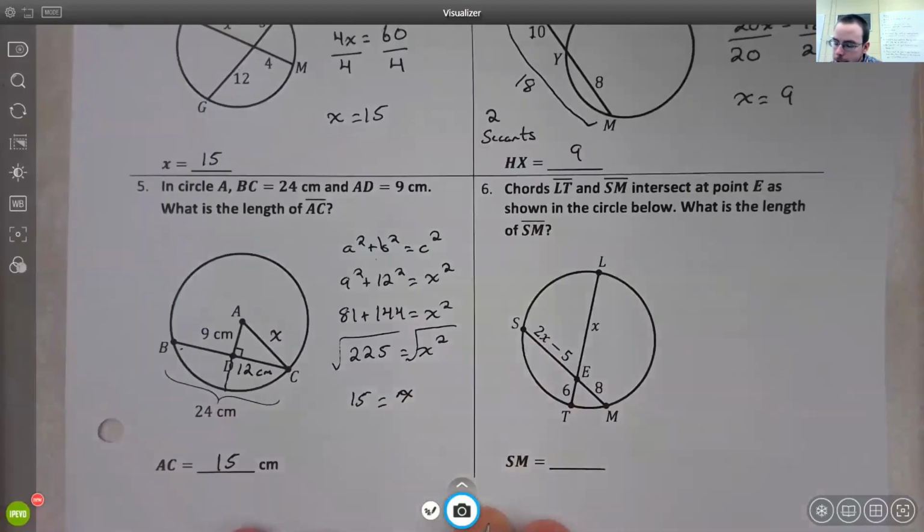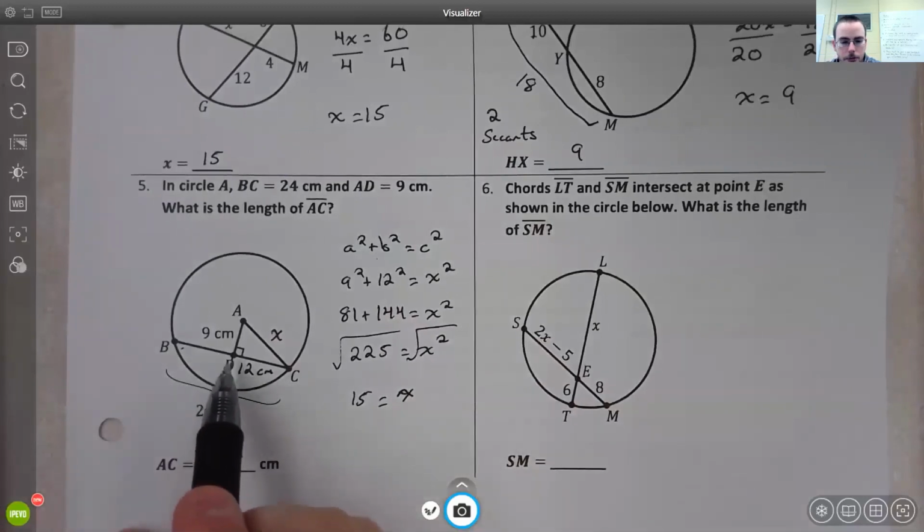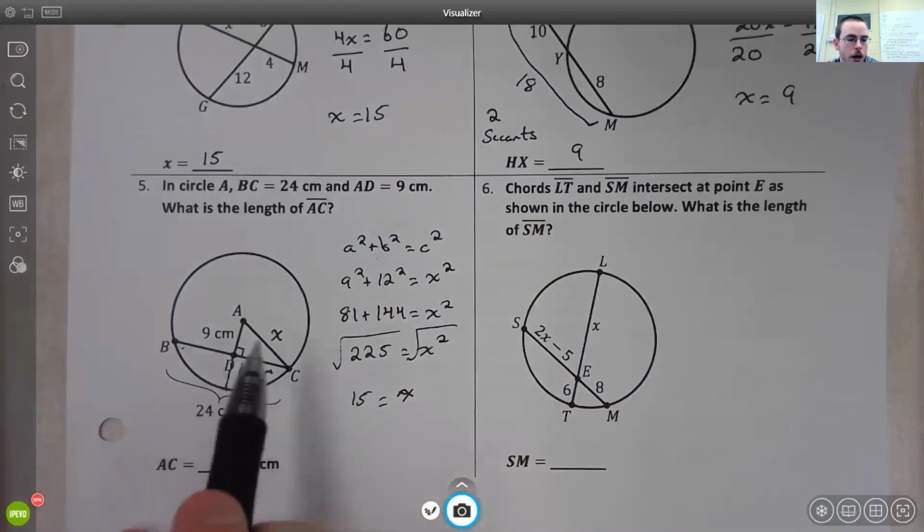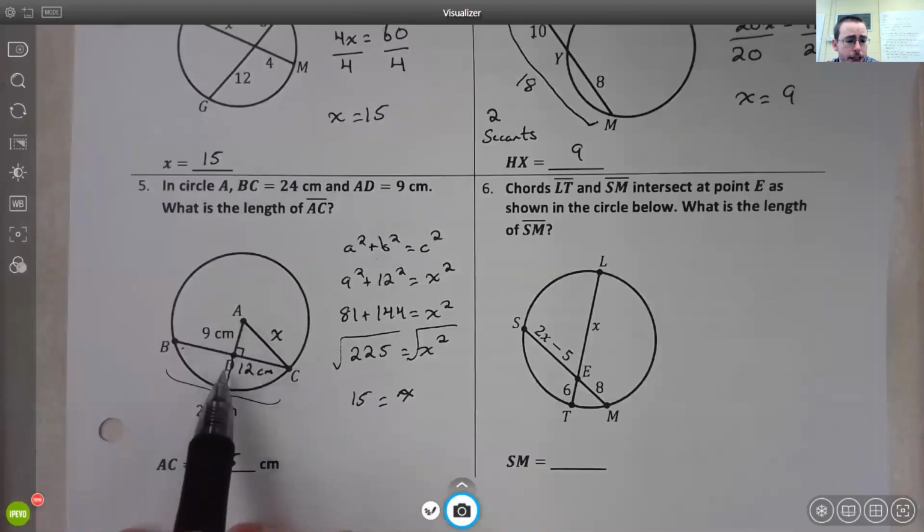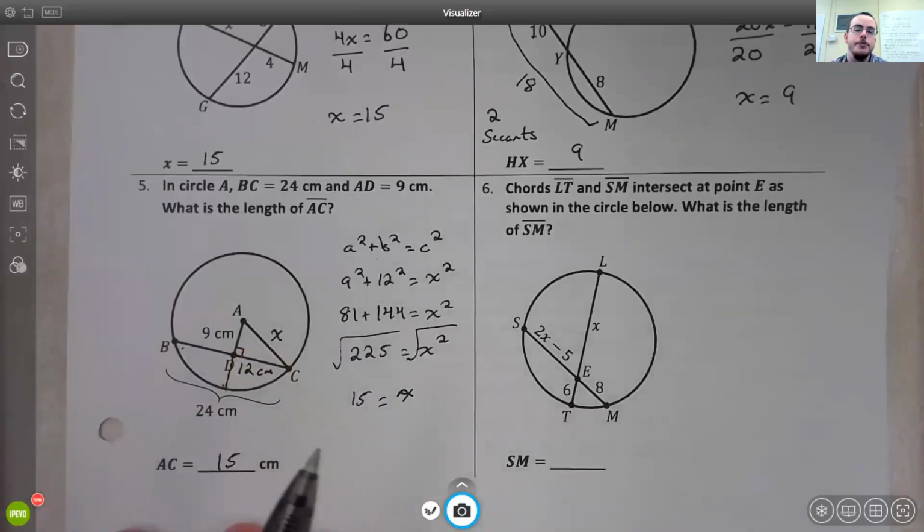In some cases, what it will do as well is it'll ask you to find something, but then it'll want you to find this portion of it, like from this point to the end of the circle. Well, A to the end of the circle is the radius, which would be 15. So 15 minus 9 would give you 6 here. So just in case that it wants you to do that, I just wanted to mention that.